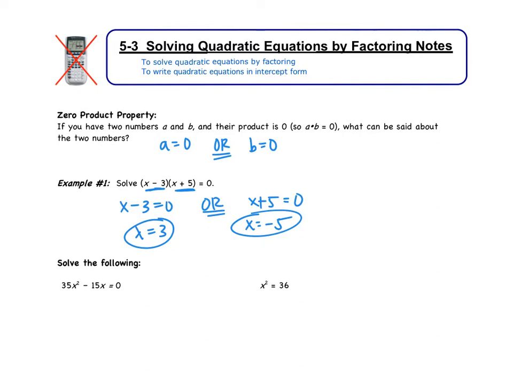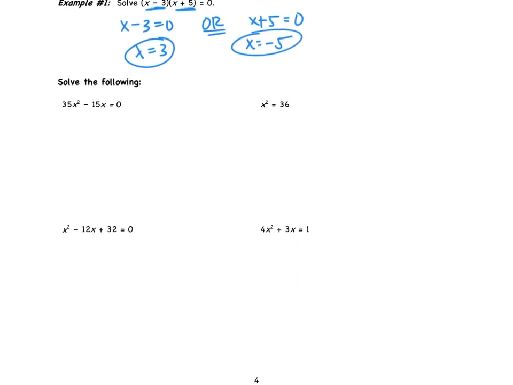Okay, so that was a review of the zero product property. Here's what's most important. It's the zero product, which means your equation has to be set equal to 0. So the equation has to be set equal to 0 in order to use this. So we're going to look at a whole bunch of different examples.